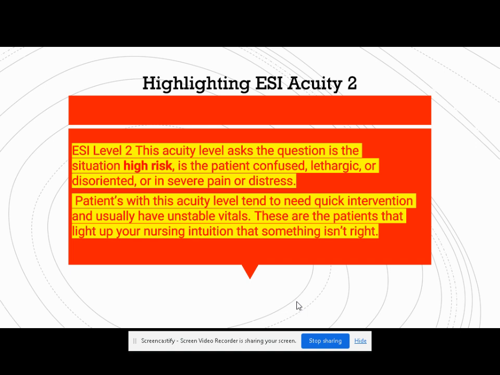We are looking for the confused patient, the lethargic patient, the disoriented patient, or the patient in severe pain and distress. Patients at this level tend to need quick intervention and usually have unstable vital signs. With these patients, the nurse's intuition is particularly high that something is not right. So this would be basically a good definition of the ESI Acuity 2 level.